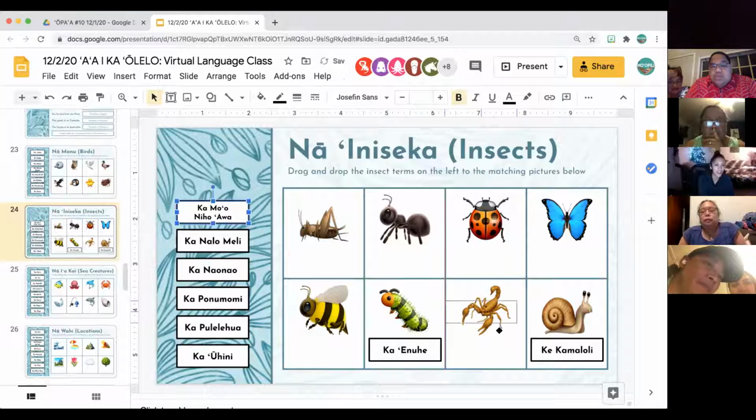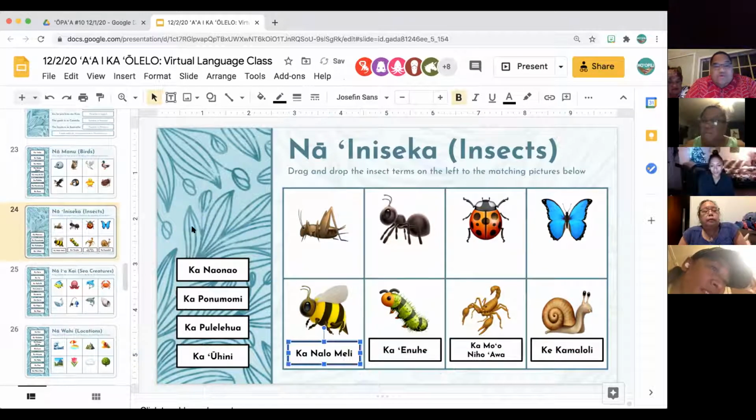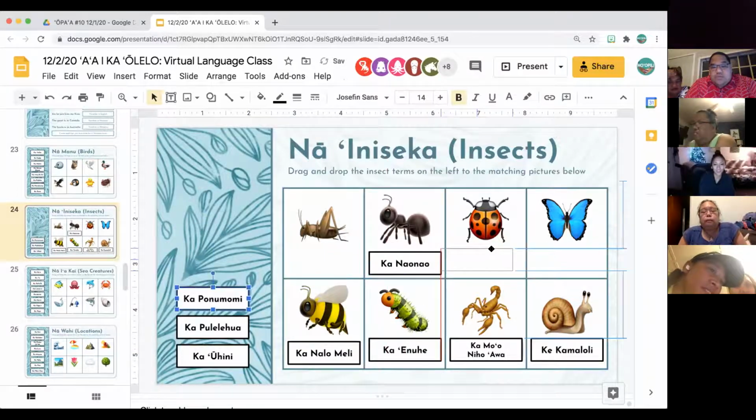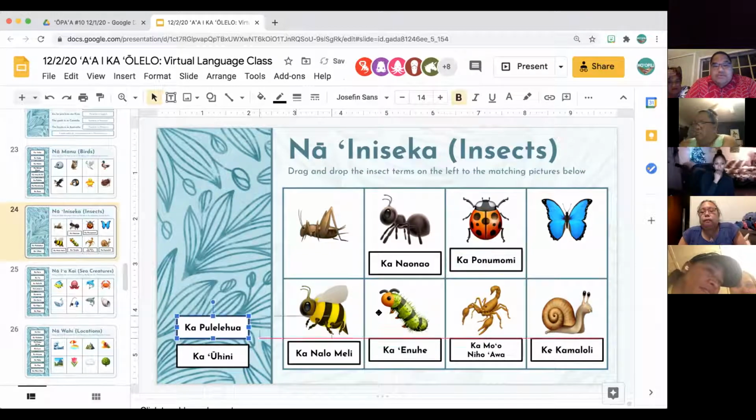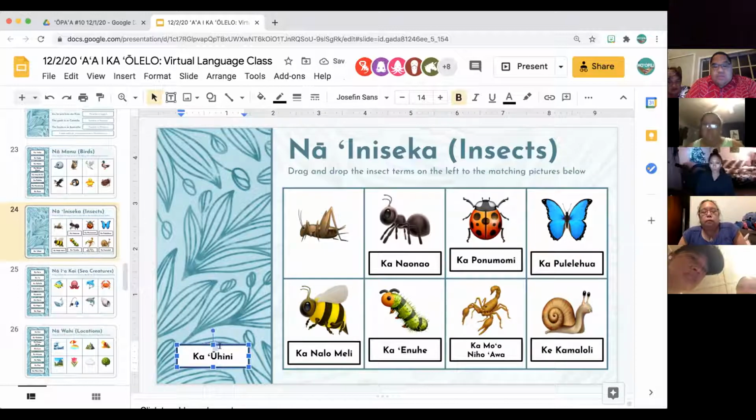Okay, so choose one insect. We're going to be creating sentences with these. Hopefully you got your bird too. Manu. Your manu, yeah. Okay, you chose your student because they're happy? Yeah.